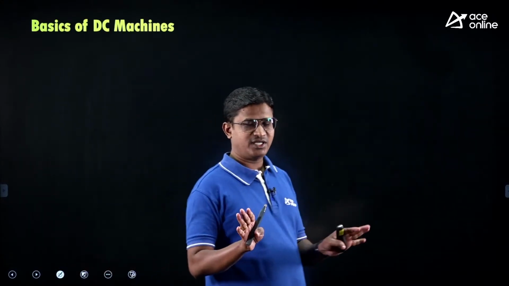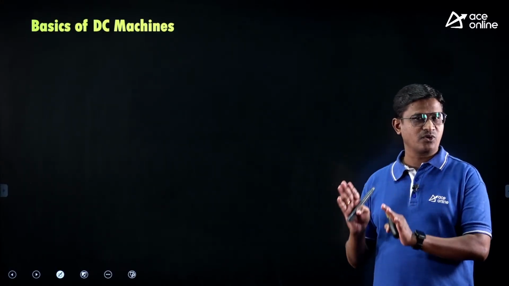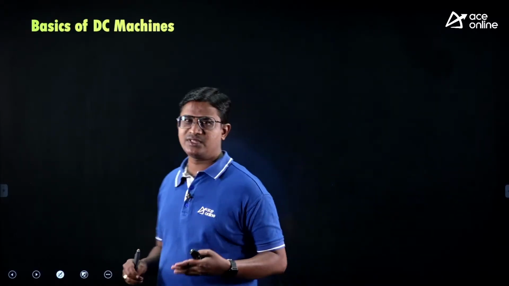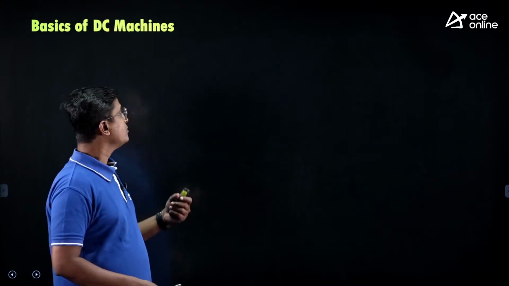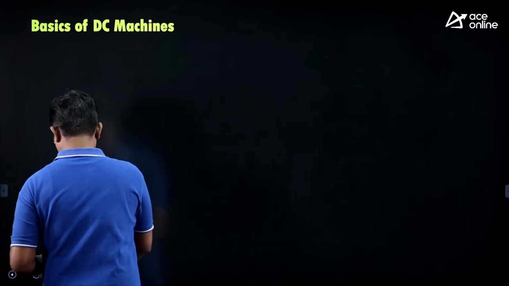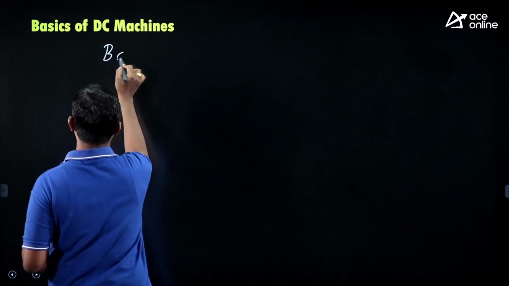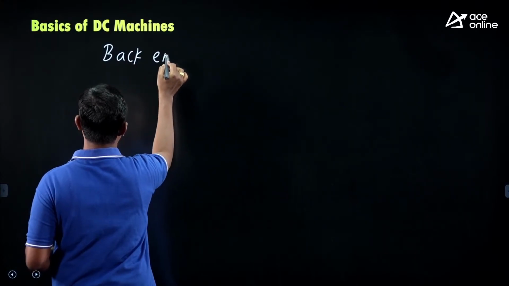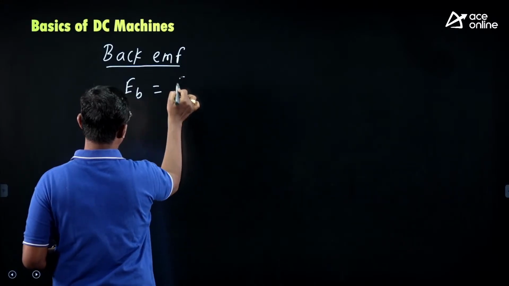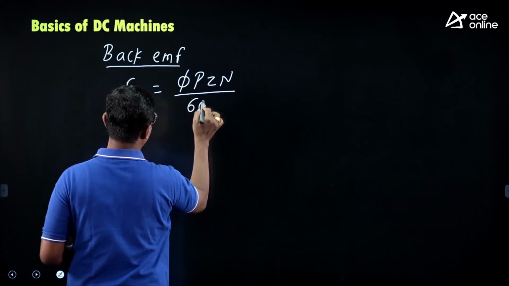Here I am not going to teach you the DC machine. Only some important points we are going to focus here. You might be familiar with these expressions as well. So, DC machines basics. First thing is, we know the back EMF, EB expression. Yes, it is phi P Z n upon 60 A.